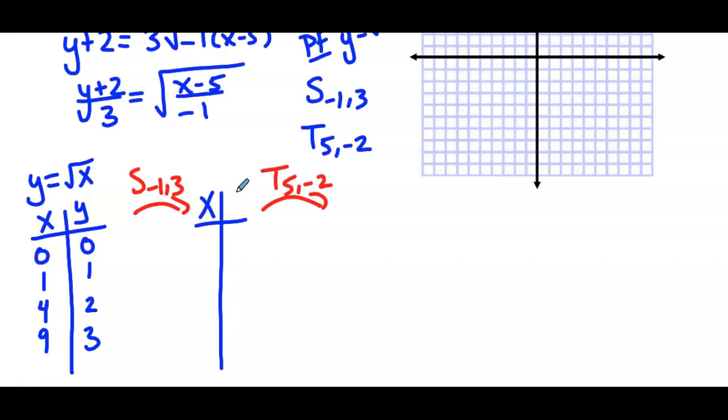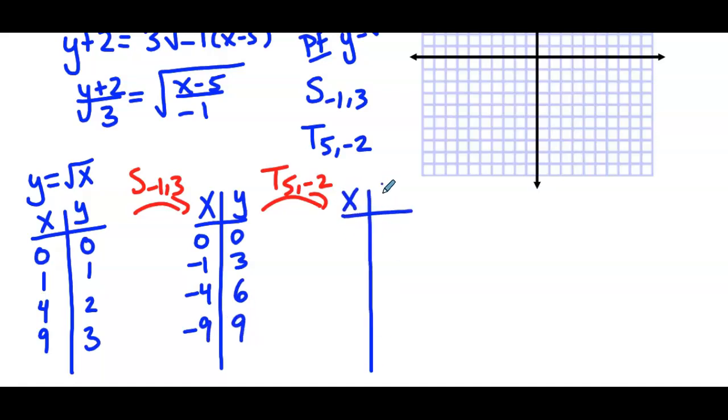So first up, after the scale factor, we have 0, 0, -1, 3, -4, 6, -9, 9. And then after the translation, we have 5, -2. Then we have 4, 1. We have 1, 4. And we have -4, 7.